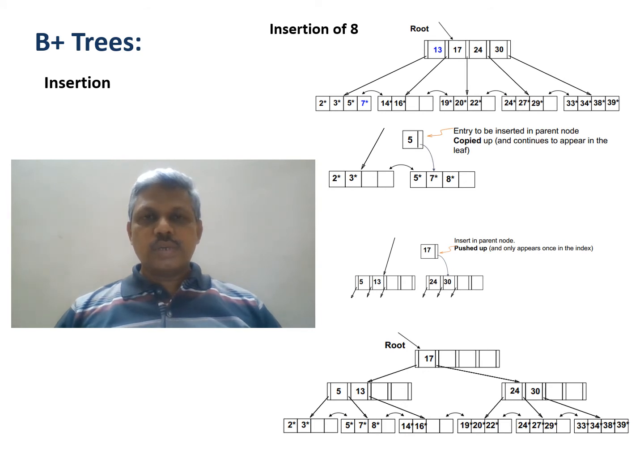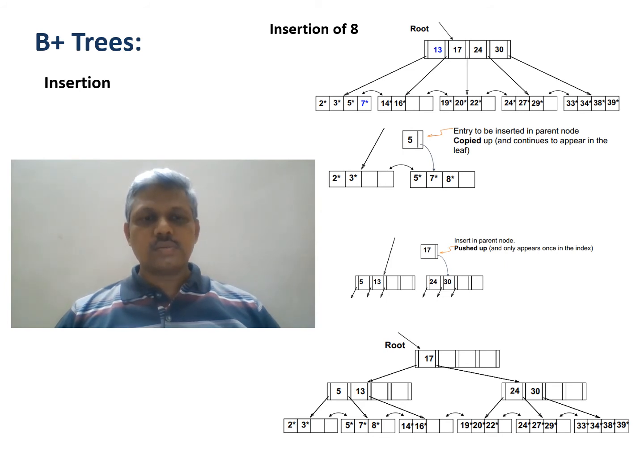Once we push up 5, a new node is created, but any node should have a minimum occupancy of 50%. So one entry is not sufficient. A minimum of 2 values should be there because the size is 4 over there. So one more value has to be inserted over there.